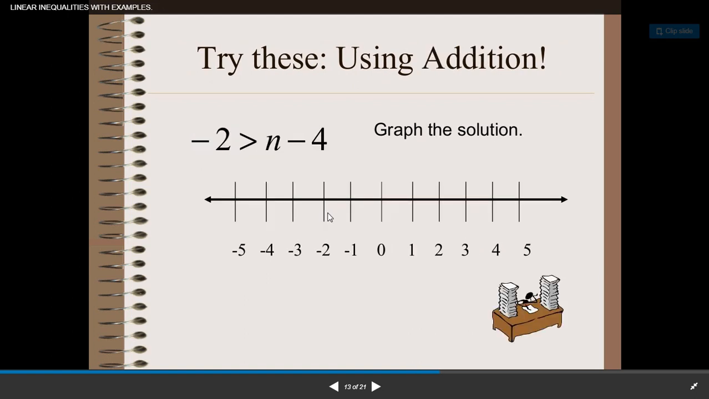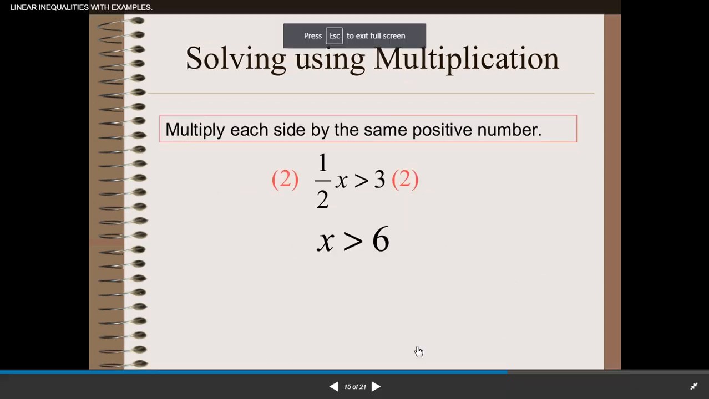Another one for you. Here we have minus 2 is greater than n minus 4. Now one point which you need to keep in mind when you're trying to solve such equations is try and keep the sign of the variable as positive. Avoid a negative coefficient for the variable. It will make it simpler for you to arrive at the answer and further graph the solution also. So this is another question that you should try and work out on your own.